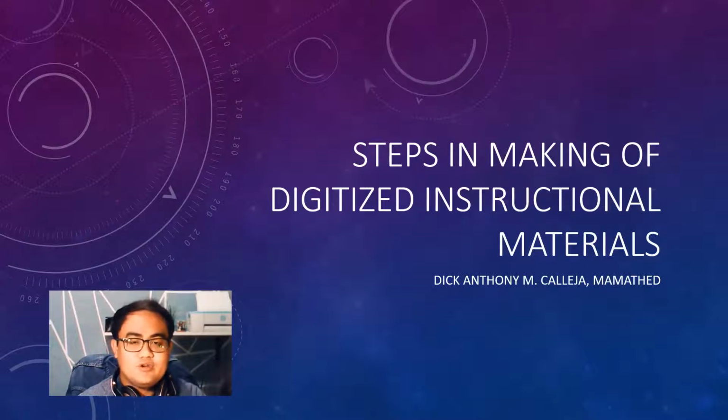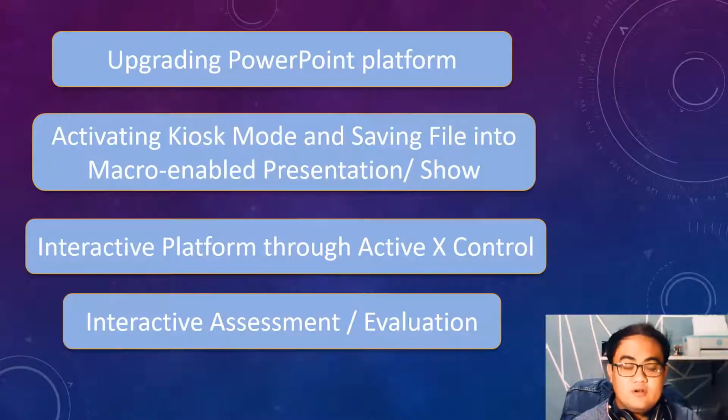Okay, for today's tutorial, I will be teaching you how to make digitized instructional materials with a feature of interactivity. So there are four steps you need to know. First is how you will upgrade your simple PowerPoint into an interactive platform. Next, you will know how to activate your PowerPoint into kiosk mode, and you will know how to save it into a macro-enabled presentation or show.